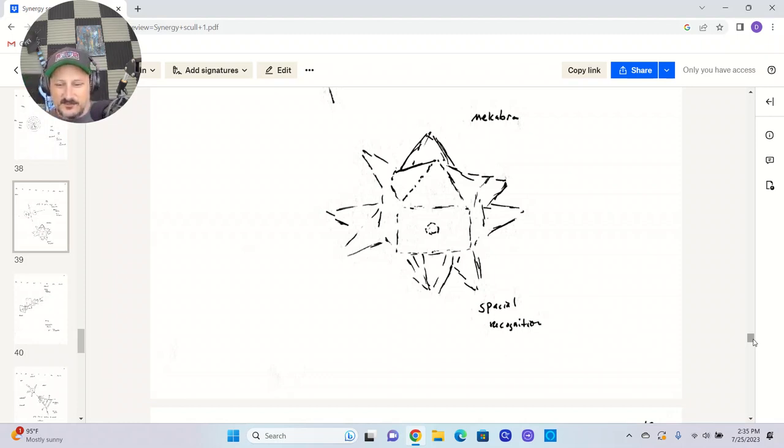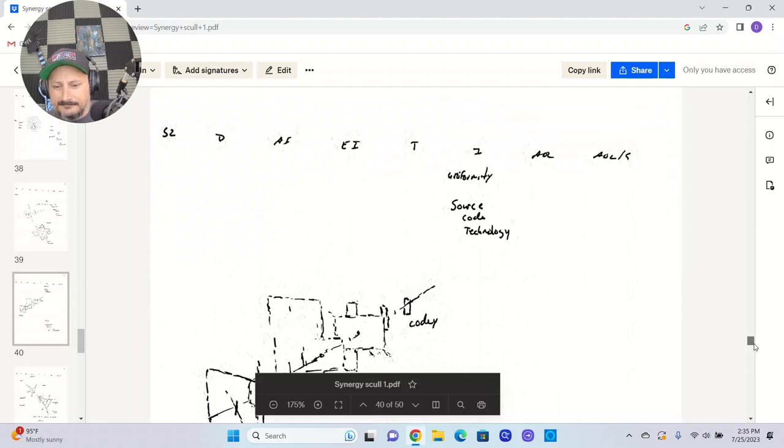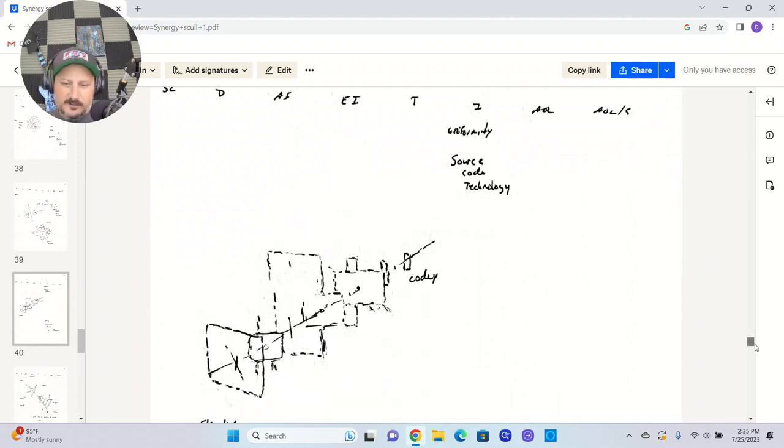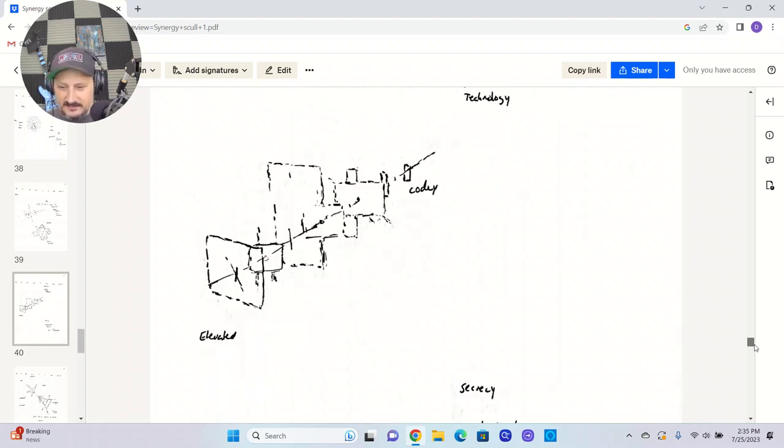Got a sense of spatial recognition. So I'm getting all these geometric shapes and stuff. It's getting really strange. This idea of uniformity, source code technology, and then I have a codex.